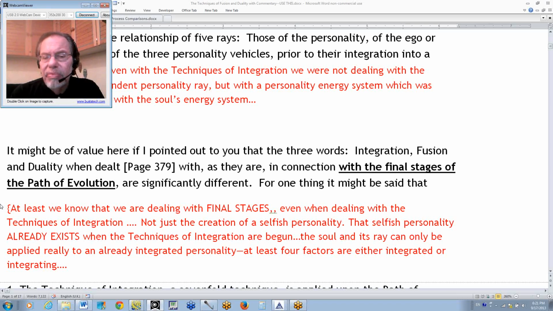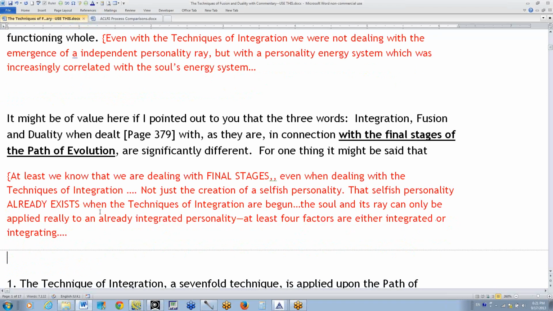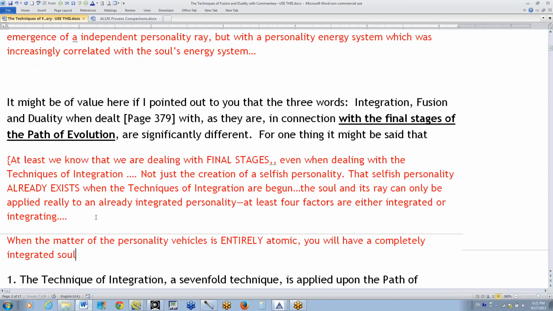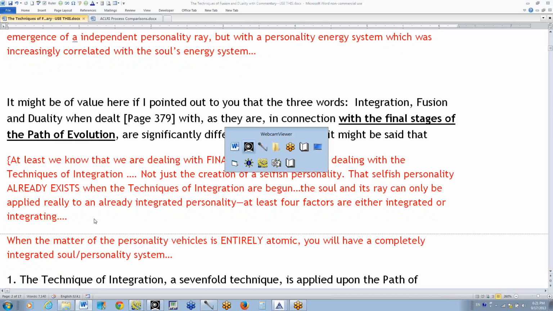There will always be room for personality improvement until then, and until then, the matter of the personality vehicles is not yet entirely atomic. When that matter is entirely atomic in all the personality vehicles, then you will have a completely integrated soul personality system.